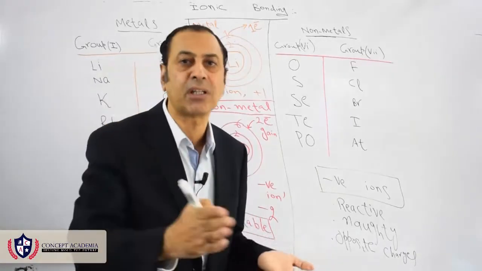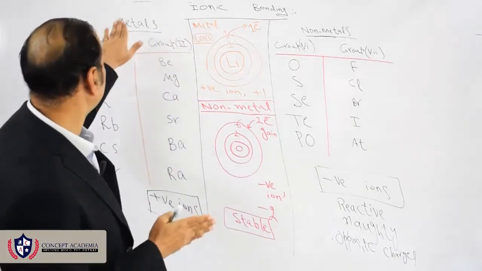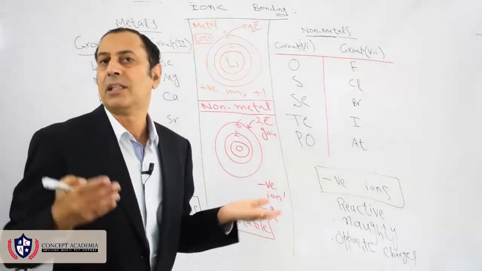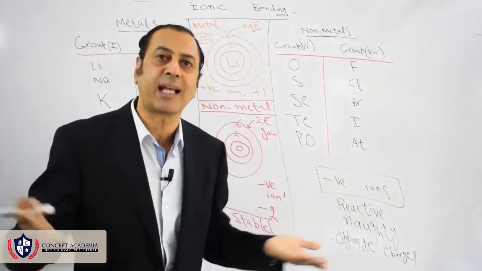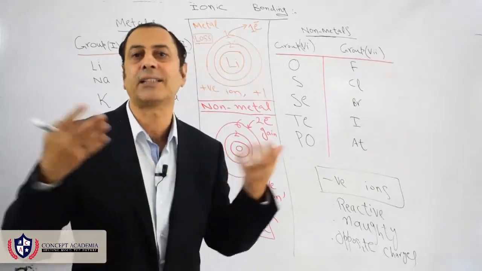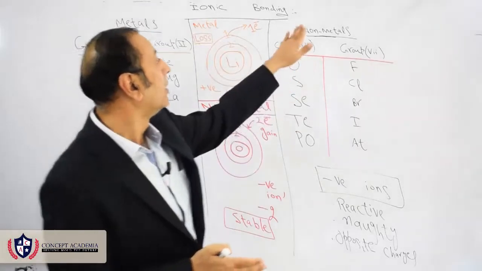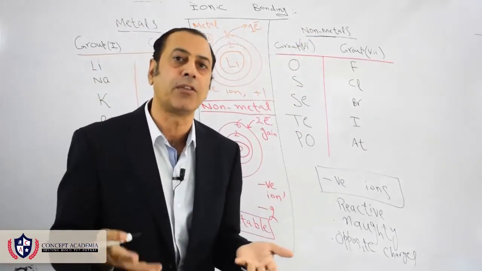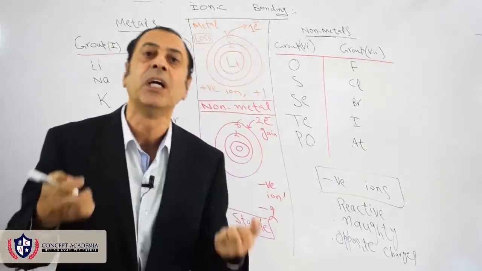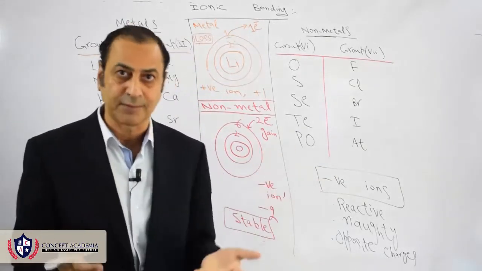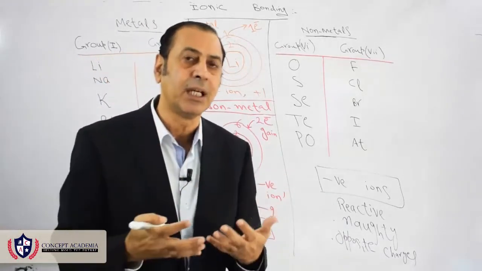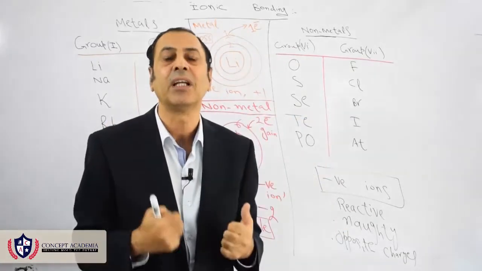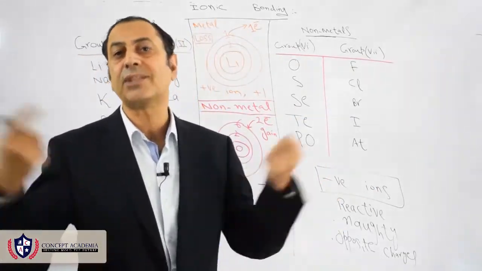So the basic motive behind metals giving away their electrons is to get the last shell noble gas electronic configuration and get stability. Very similarly, non-metals have the same motive to get the last shell noble gas electronic configuration, and they will become stable. So to get stability, metals give away their electrons and non-metals gain electrons. As an example, I would like to illustrate my point.